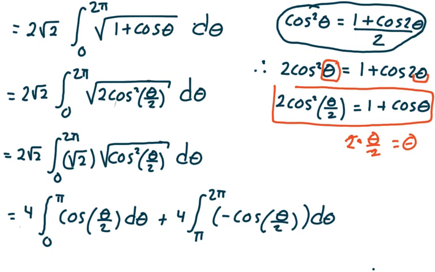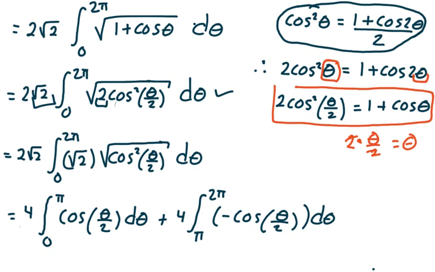What I end up getting is 2 times the square root of 2 times the integral from 0 to 2 pi of the square root of 2 cosine squared of theta over 2 d theta. The square root of 2 times the square root of 2 is 2. 2 times 2 is 4. But we'll get to that part in a minute. So this is 2 times the square root of 2 times the integral from 0 to 2 pi of the square root of 2 times the square root of cosine squared of theta over 2 d theta.